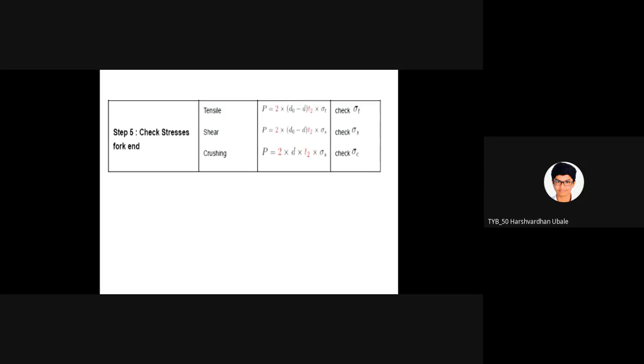Now we check for the crushing. For the crushing, we are going to use P is equal to 2 into small d multiplied by T2 multiplied by sigma C, the crushing strength. Now here also we have calculated all dimensions, so we have to calculate sigma, not sigma S, it is crushing sigma C.